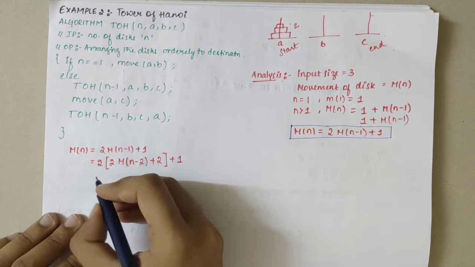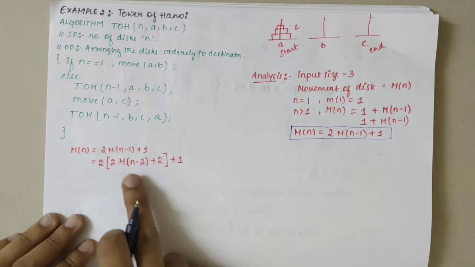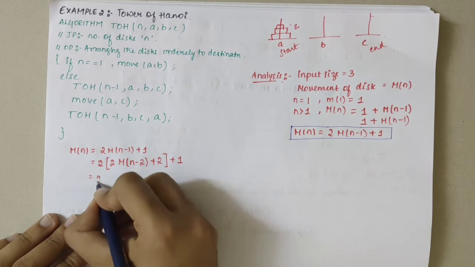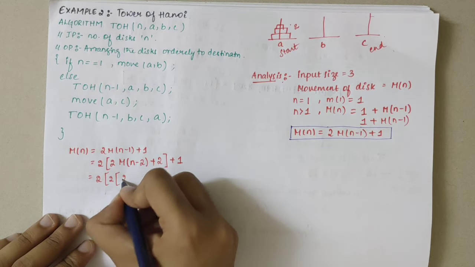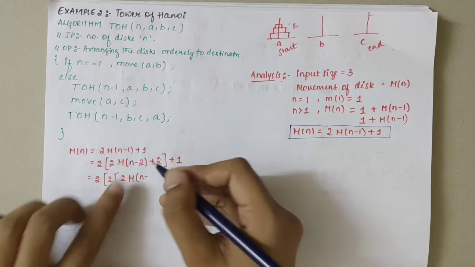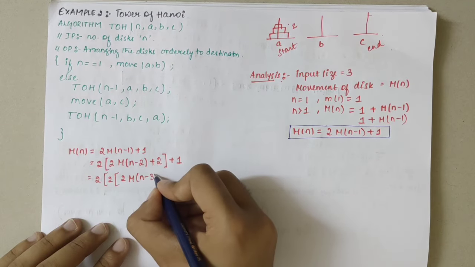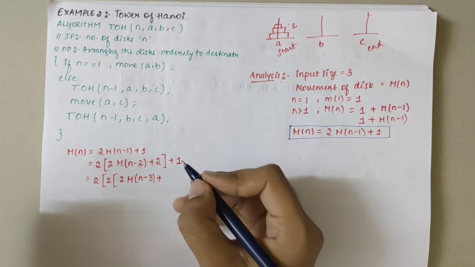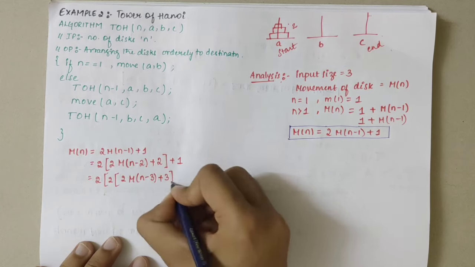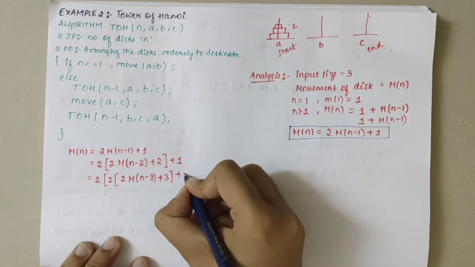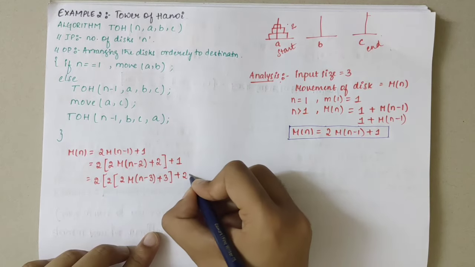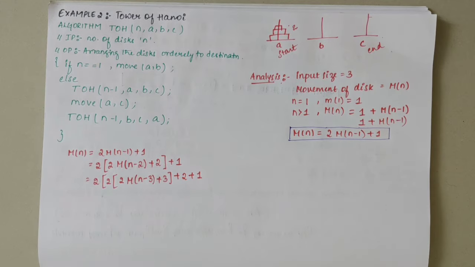So next I'll again substitute M of n value here. So I'll have 2 and 2 of M of n minus, here 2 was there, again minus 1, so it will become n minus 3. Here 2 was there, plus 1 is being considered here, so plus 3. Here I'll have plus 2 because above 2 plus 1.